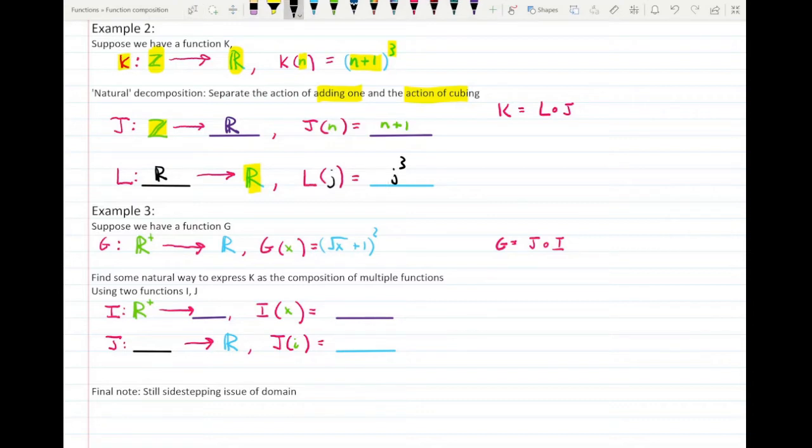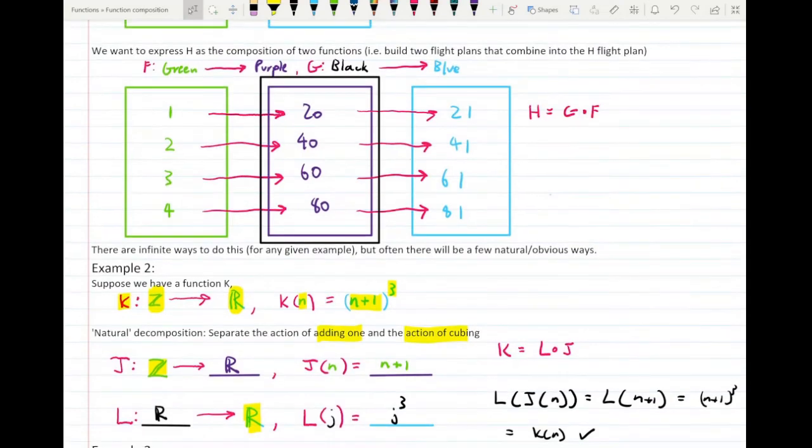And in fact, we can verify that L of J of n is equal to L of n plus 1, or n plus 1 cubed, which is equal to k of n, just as we want. So that's good. If you're still having trouble with the intuition of this, I suggest you draw a little diagram like this. Maybe have n equals 1, see where j maps it, and then see where L maps it. That should help you out.